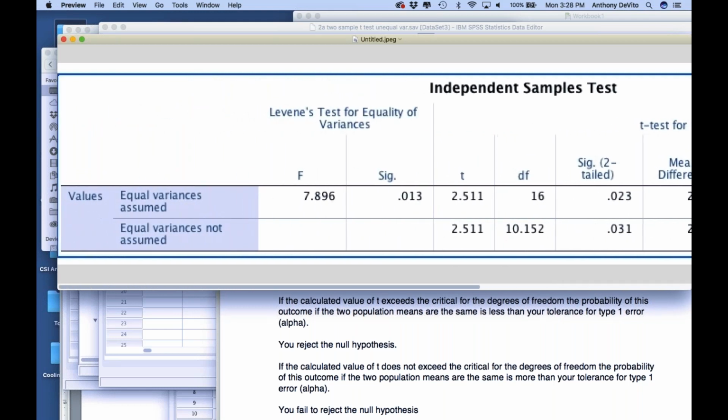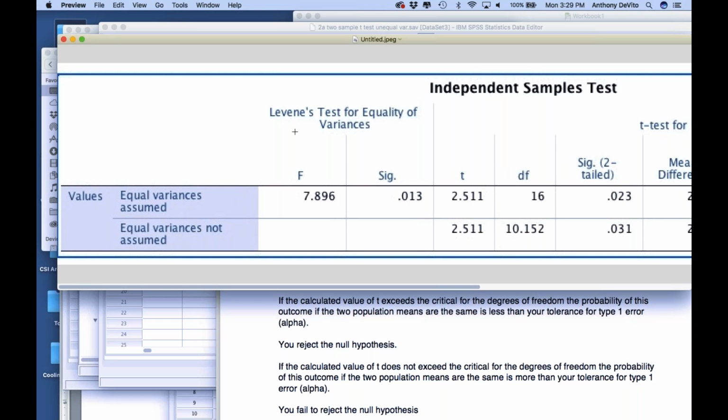Okay, so this is the output that I got. Hopefully it's something similar to yours. The first thing I look at is equal variances assumed versus equal variances not assumed. Our null hypothesis here is that the variances are equal unless we get a significance less than 0.05, so we reject that idea and accept that they're not equal. Well, in this case, the significance came out to be 0.013, less than 0.05. So instead of using the top row, as I did before, now I'm going to use the bottom row.